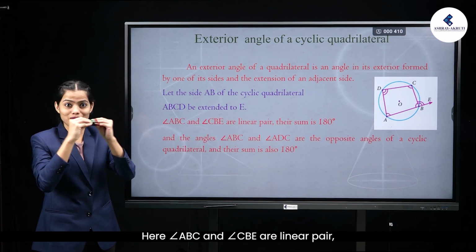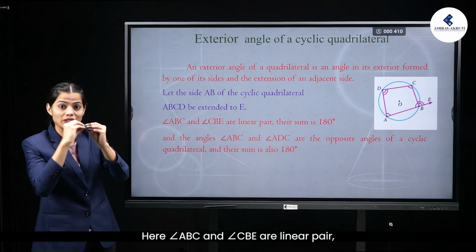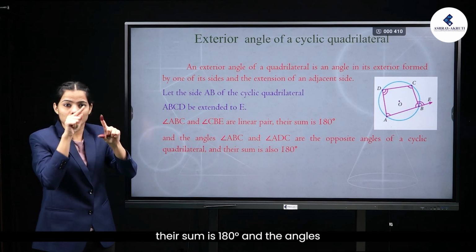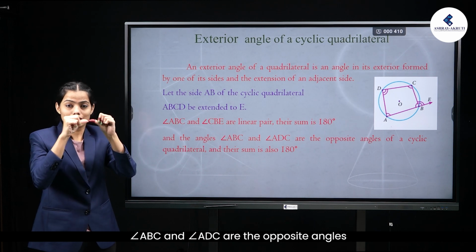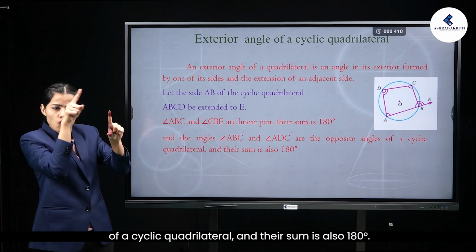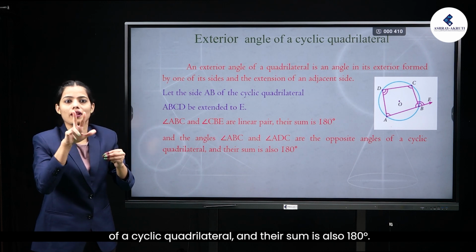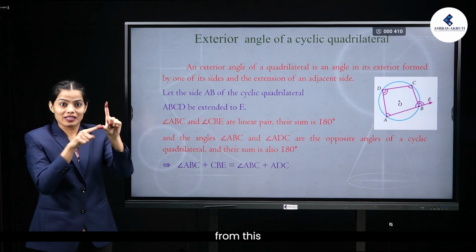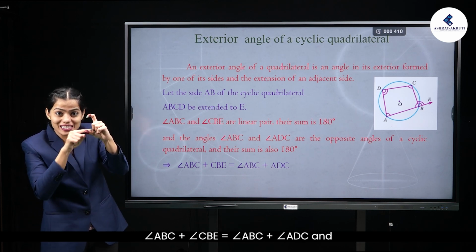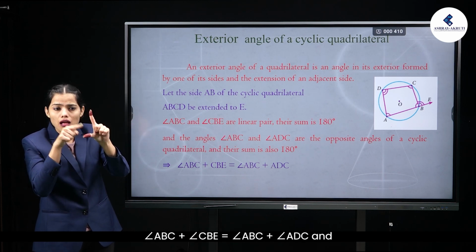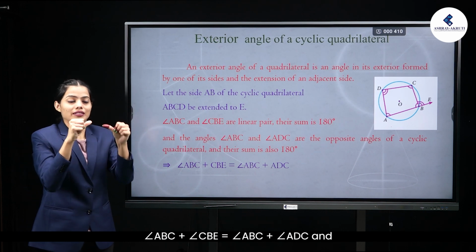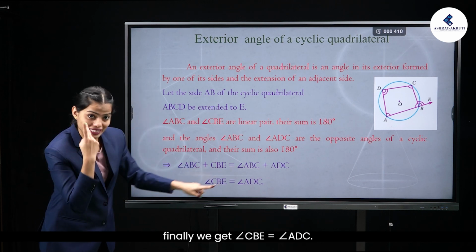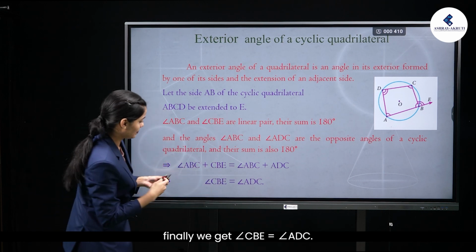Here, angle ABC and angle CBE are linear pair. Their sum is 180 degrees and the angles angle ABC and angle ADC are the opposite angles of a cyclic quadrilateral and their sum is also 180 degrees. From this, angle ABC plus CBE is equal to angle ABC plus angle ADC, and finally we get angle CBE is equal to angle ADC.